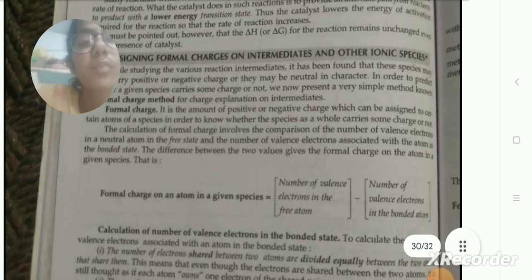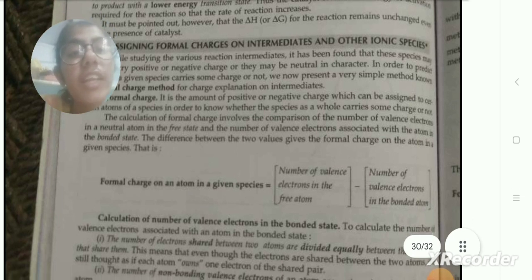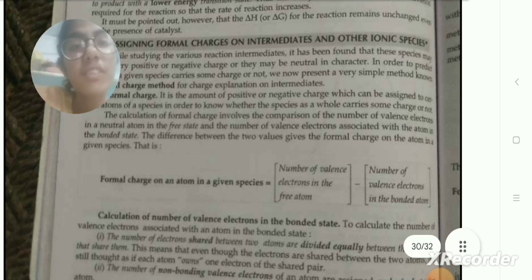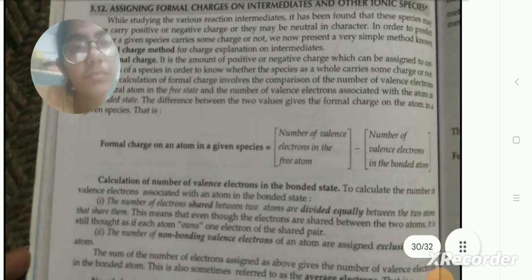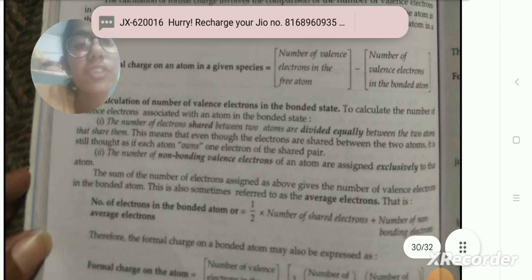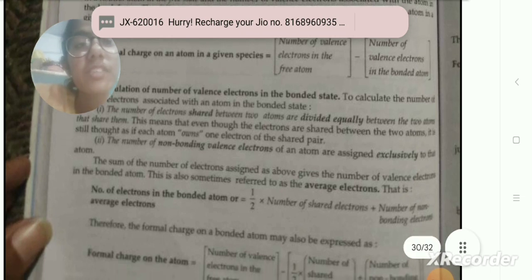The calculation of the formal charge is the comparison of the number of valence electrons in the atom in the neutral free state and the number of valence electrons associated with the atom in a bonded state. The difference between the two values gives the formal charge on the atom of any given species. Formal charge on an atom in a given species is the number of valence electrons in the free atom minus the number of valence electrons in the bonded atom. To calculate the number of electrons associated with it, calculate the number of bonding electrons.